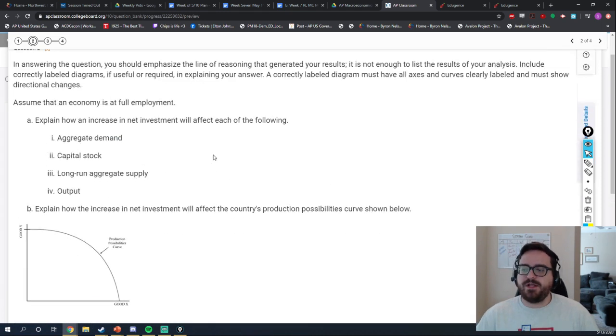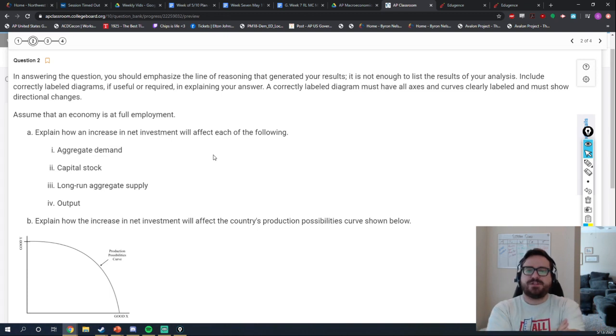Second one, this one is all production possibilities curve. So this is tied to the most recent stuff we did. This is a sort of double whammy of things we've done before plus things we are doing now. So assume that an economy is at full employment. Explain how an increase in net investment will affect each of the following. So there's an increase in investment spending in our economy. How will that affect aggregate demand?